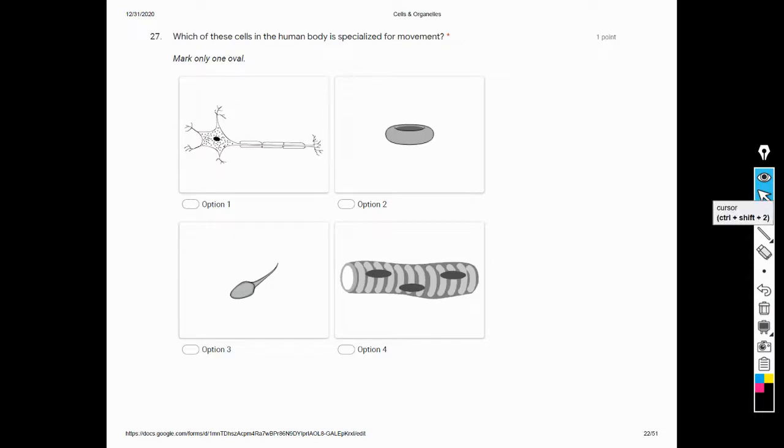27. Which type of cell is specialized for movement? That would be your muscle cell. And you can recognize muscle cells because they have these striations, and they're multinucleated, which means you can see several different nuclei within the cell. So you've got striations, you've got multiple nuclei, you're dealing with a muscle cell. Last but not least, with these diagrams, which one of these cells in the human body is specialized for sexual reproduction? That would be option 3 here, which is the sperm cell.